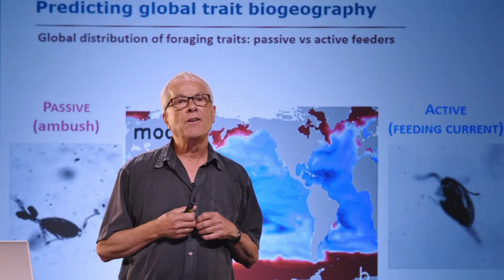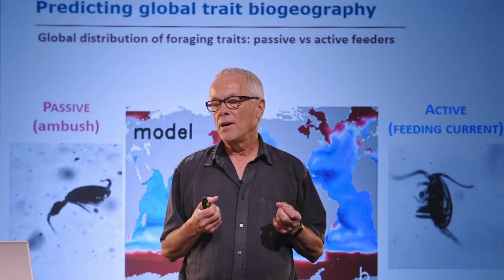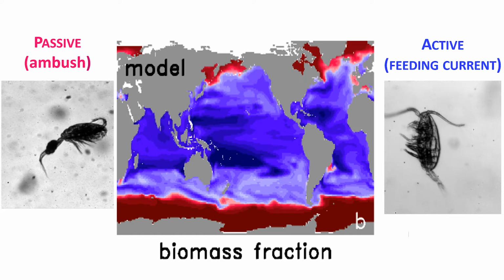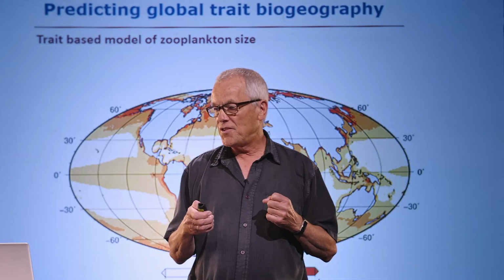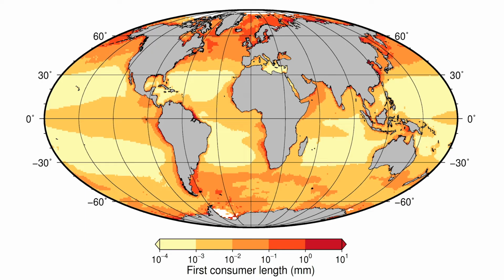The first example is the global distribution of foraging traits in zooplankton, where the red areas are the regions where the passive ambush feeders dominate, and the blue areas are the regions where the active feeders that generate a feeding current dominate. And the model is based exactly on the trade-offs that we have estimated in lab experiments. The second example is the global distribution of the sizes of zooplankton, where you can see that near the poles the zooplankton are larger than near the equator.